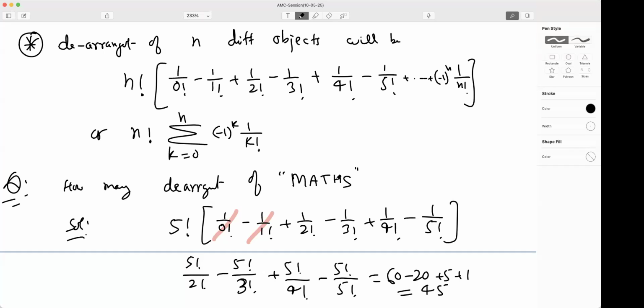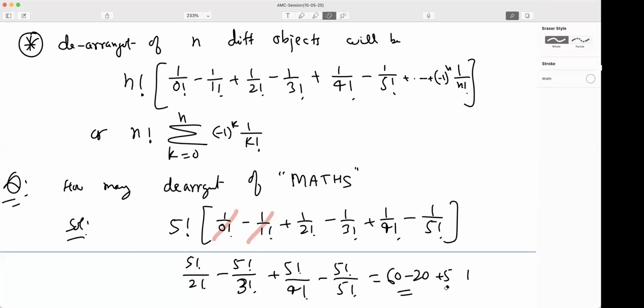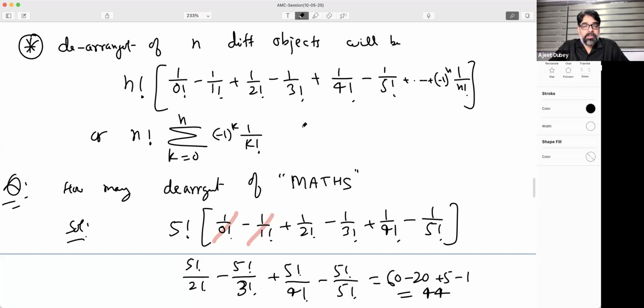So 46, right? Sorry, is it correct? 120 by 6, how much will it be? 20. And 60 minus 20 is 40, 45 plus 1, 46. Minus 1. This is the minus 1, sorry. So that will become 44. Give me 44. Correct? It's a very simple logic. There is nothing great about it.